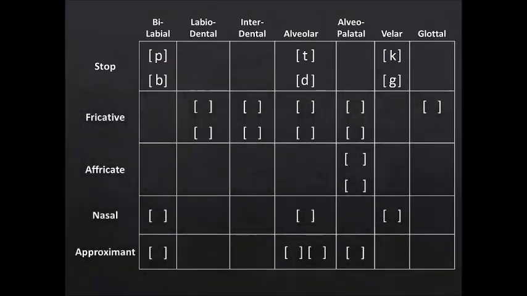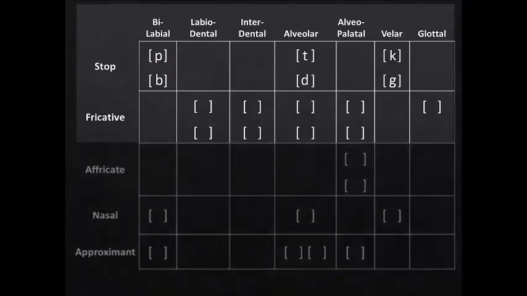Let's move down to our second row. Fricatives. What does fricative sound like? As a manner of articulation, it sounds like friction. If the stops completely dam up the air and then let it go, fricatives close down the mouth and the air sort of swishes past, making a frictioning sort of sound.